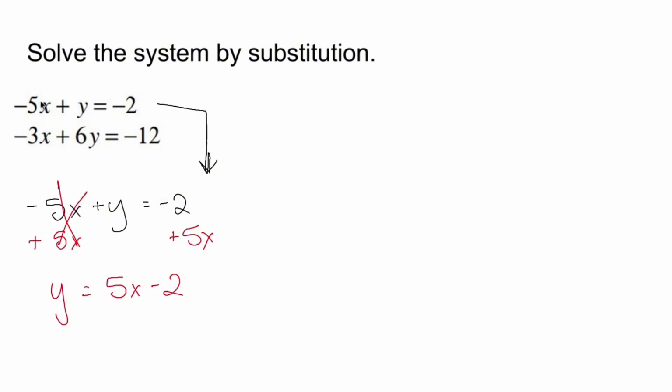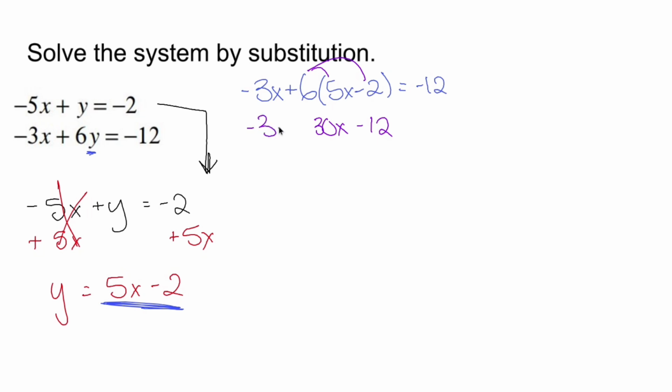Now I did this by rewriting the top equation. Now that I have the top equation, I'm going to replace the bottom equation by plugging in 5x minus 2 into the y down there. So I'm going to write the bottom equation, -3x plus 6, and instead of y, I'm going to substitute in 5x minus 2. Close the parentheses, equals -12, and we just have a bunch of ugly math right now to deal with. Okay, distributive property, 6 times 5x is 30x. 6 times -2 is -12. Drop down the -3x, drop down the plus sign, drop down the equals, drop down the -12.